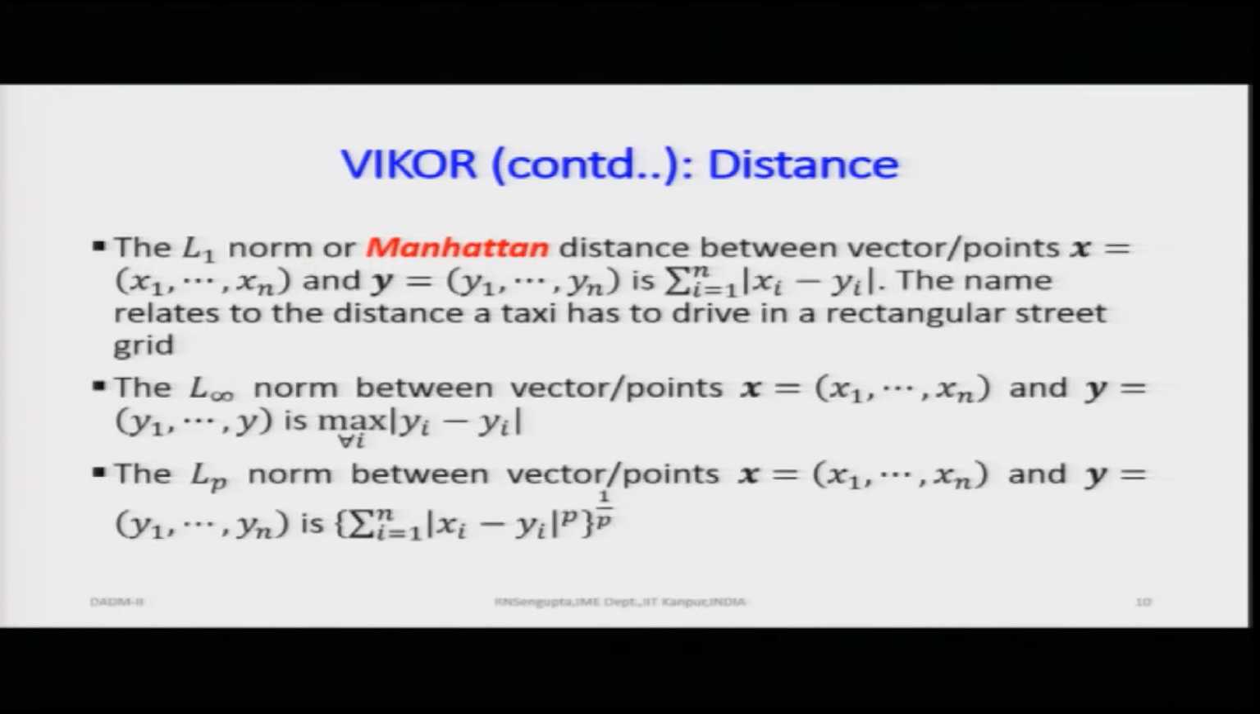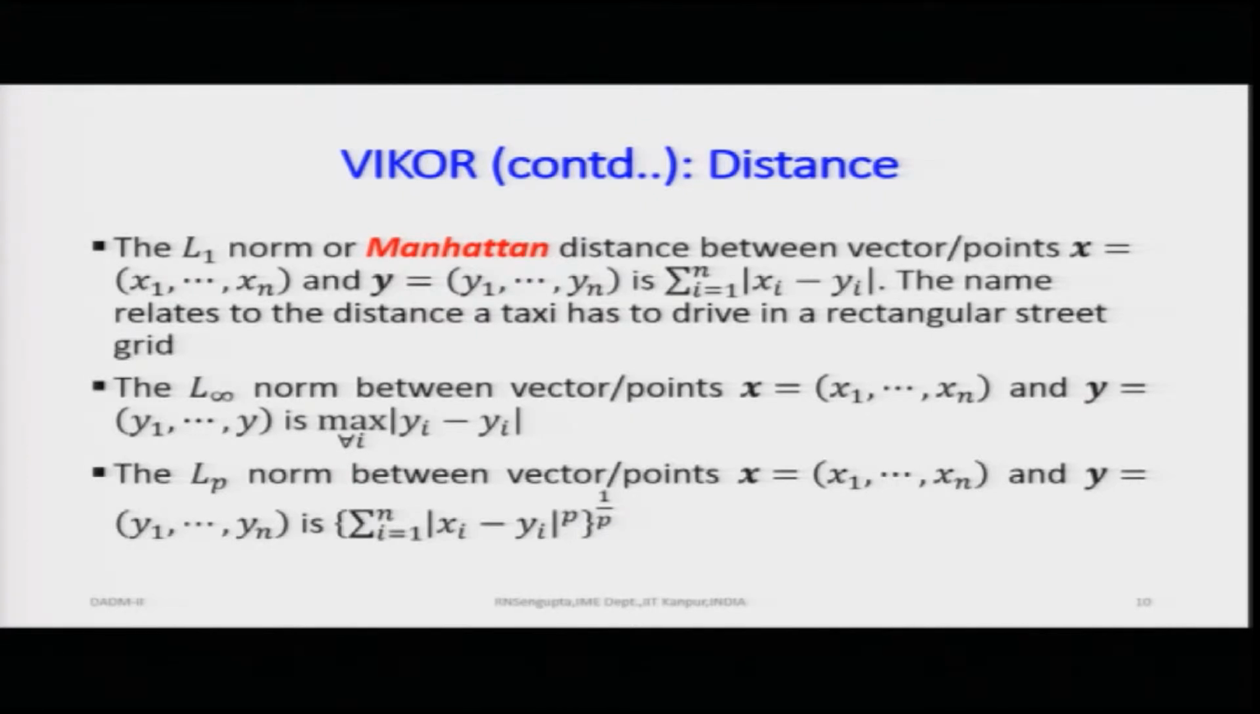Similarly, the y vector, y bold, will be y1 to yn, and if I want to find the L1 norm, it will be the mod of the difference summed up from I equal to 1 to n. Again, this n is the number of elements you have in the x vector and y vector. The name relates to distance, which I have already discussed, as a taxi has to drive in the rectangular street grid in the city of New York in the area of Manhattan.